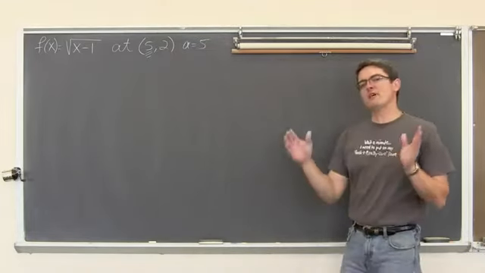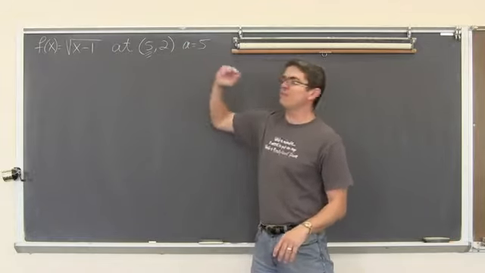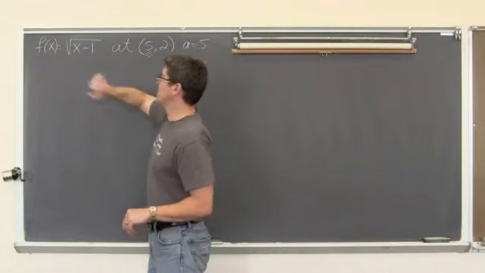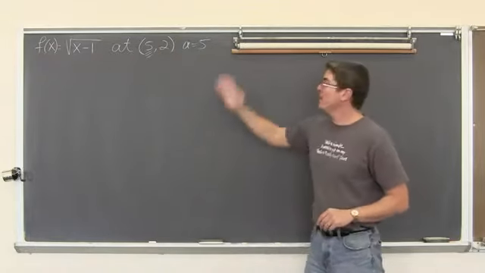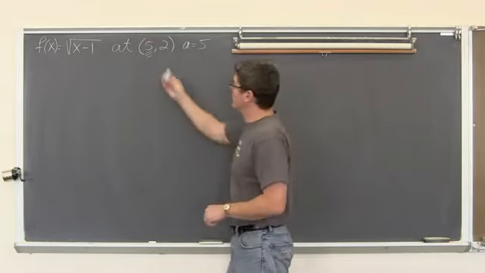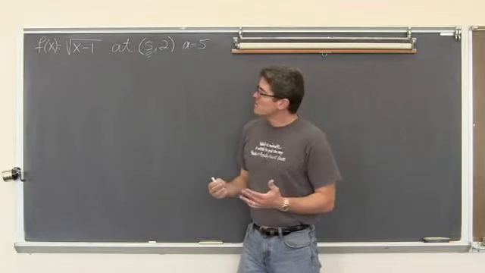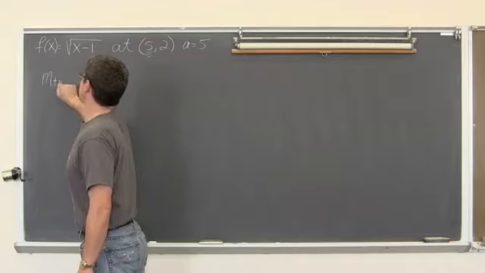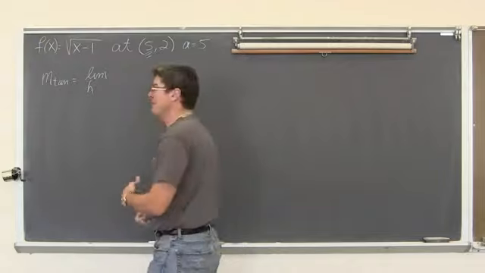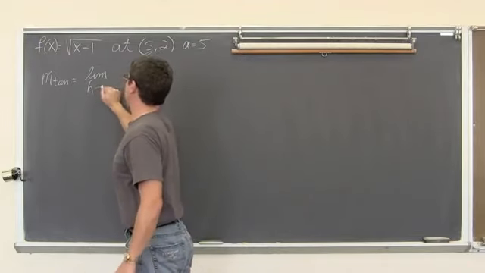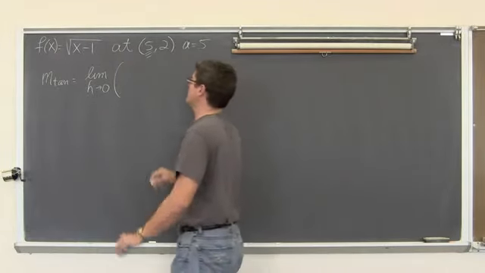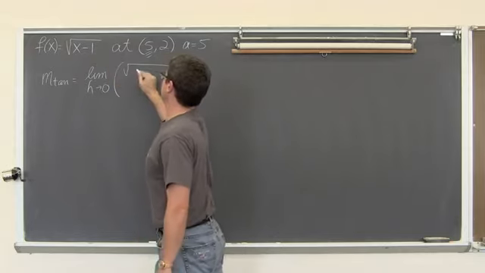F of x is equal to the square root of x minus 1. I want to find the slope at the point 5, 2. I can even then, therefore, find the tangent to this function at the point 5, 2. Don't forget, again, our a value is 5 because that's the x value of our coordinate. So the slope of the tangent is equal to the limit. It's going to be the limit as h approaches 0 of f of a plus h. So, square root of something minus 1.